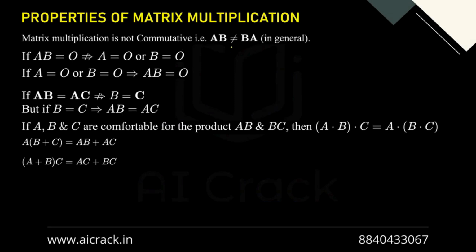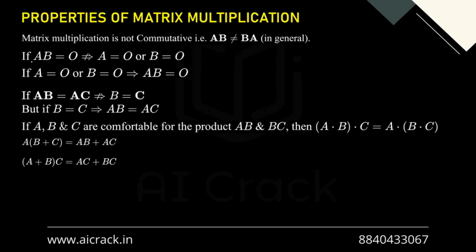Okay. Now let us talk about properties of matrix multiplication. The first property says that matrix multiplication is not commutative. That is, AB is not equal to BA in general. They might be equal in a few cases, but in general they are not equal. And they might not even exist together. If AB exists, it might be possible that BA does not exist. So forget about them being equal after multiplication. They might not even exist together.